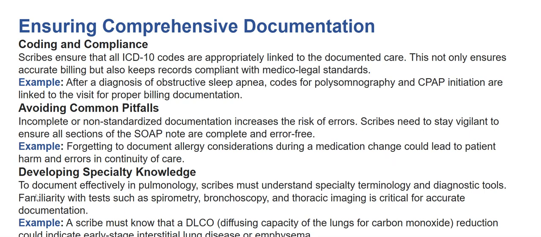Developing specialty knowledge. To document effectively in pulmonology, scribes must understand specialty terminology and diagnostic tools. Familiarity with tests such as spirometry, bronchoscopy, and thoracic imaging is critical for accurate documentation. Example: a scribe must know that a DLCO (diffusing capacity of the lungs for carbon monoxide) reduction could indicate early stage interstitial lung disease or emphysema.